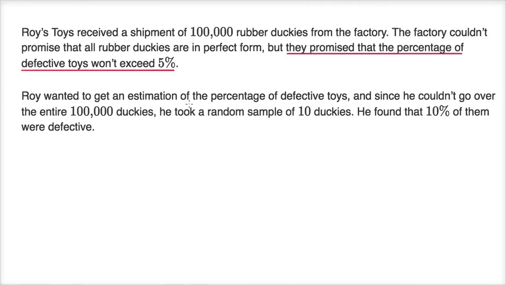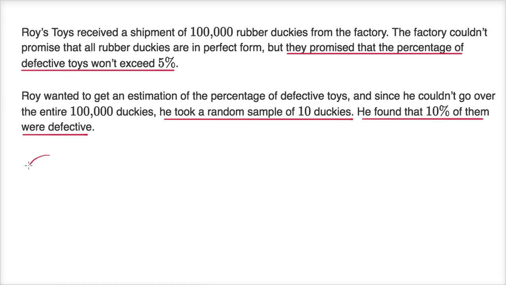Roy wanted to get an estimation of the percentage of defective toys, and since he couldn't go over the entire 100,000 duckies, he took a random sample of 10 duckies. He found that 10% of them were defective. So what's going on here?